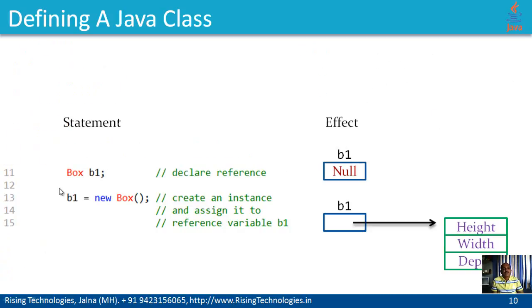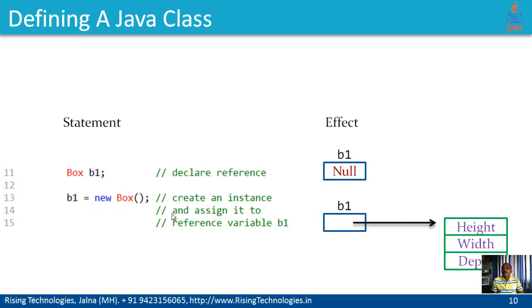Now let's have a look at this. What happens when you declare a variable like this, Box b1? It declares only a reference variable in memory and it does not point to any physical object. So this reference variable will initially be set to null, and I cannot assign any value or any property of this box reference because b1 is not going to refer to any physical object. In the second step, I have created an instance of class Box and I have assigned the reference of that instance to this b1 variable.